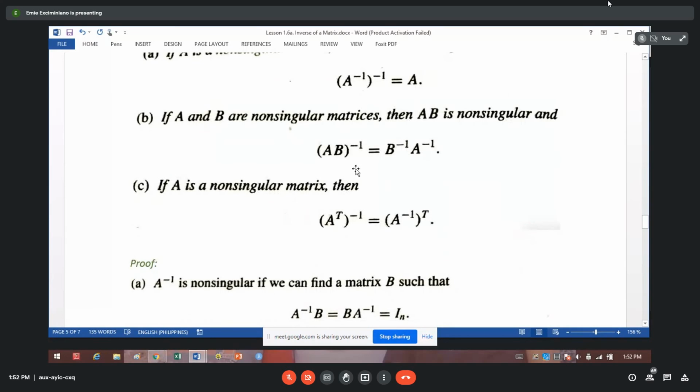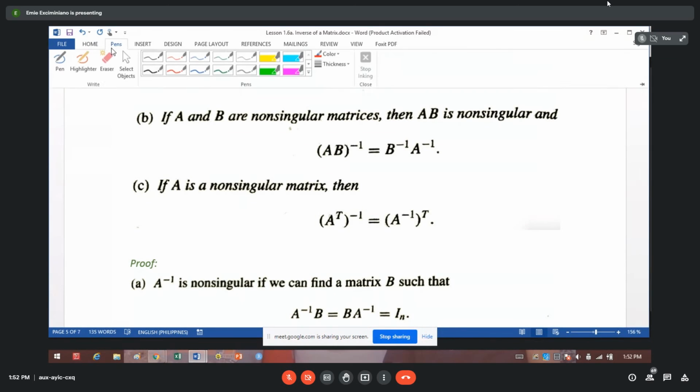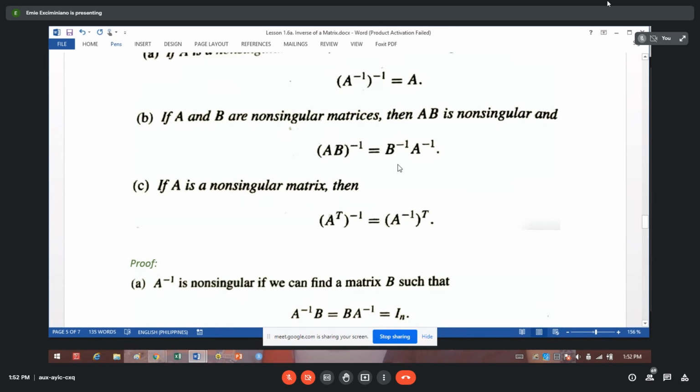Letter B. The inverse of the product of AB is the product of their corresponding inverses. Kaya lang, pagpapalit na sila ng pwesto, mauna si B. Okay? O, kita niyo yan? Inverse ng product nila is equal to the product of their corresponding inverses. So, inverse of B times inverse of A.